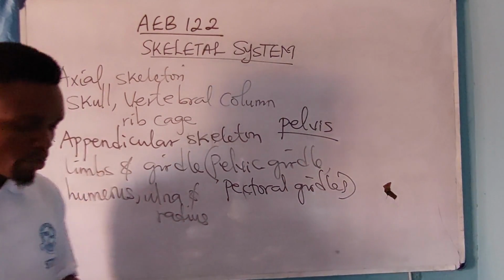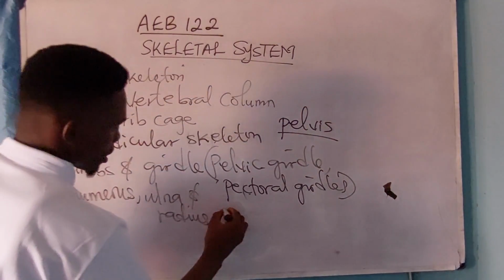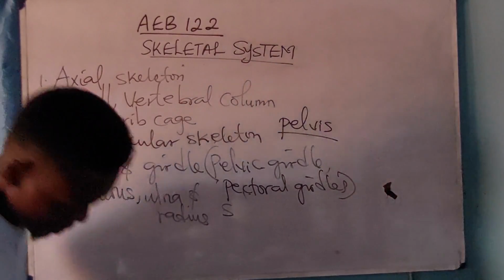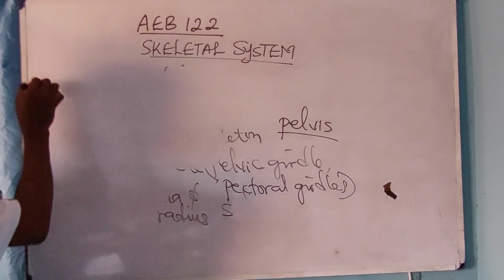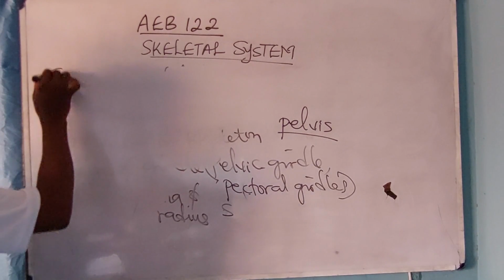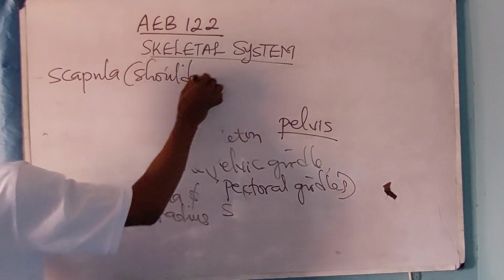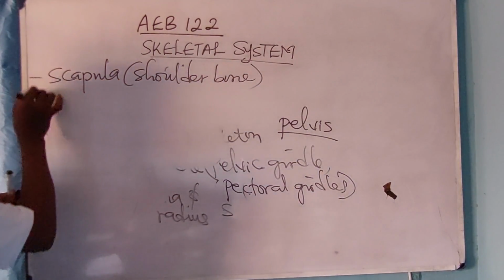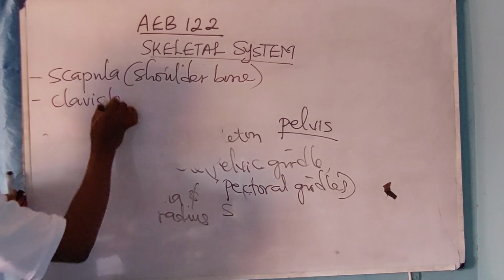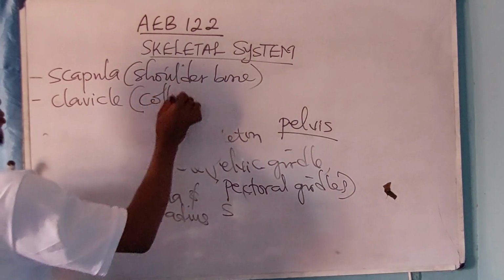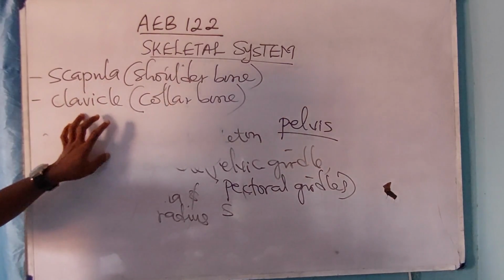Now the pectoral girdle is made up of the scapula. The scapula is the shoulder bone. Two, we have the clavicle bone. The clavicle bone is the collarbone. The scapula and the clavicle make up the pectoral girdle.